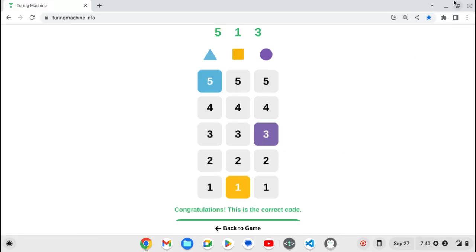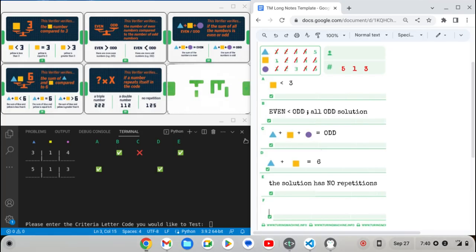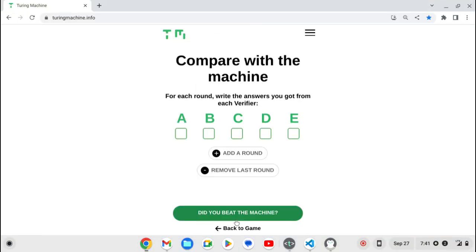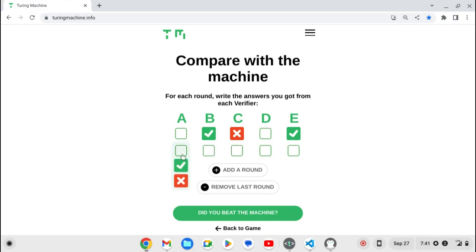Awesome. Okay, so how do we do versus the Turing machine? Well, we have 5 criteria cards, and we tested all 5. We did B, C, E in the first round, and C was the only incorrect one, and then we did the remaining 2 in the second round. So B was correct, C was incorrect, E was correct, and we tested A and D in the second round, and both were correct.